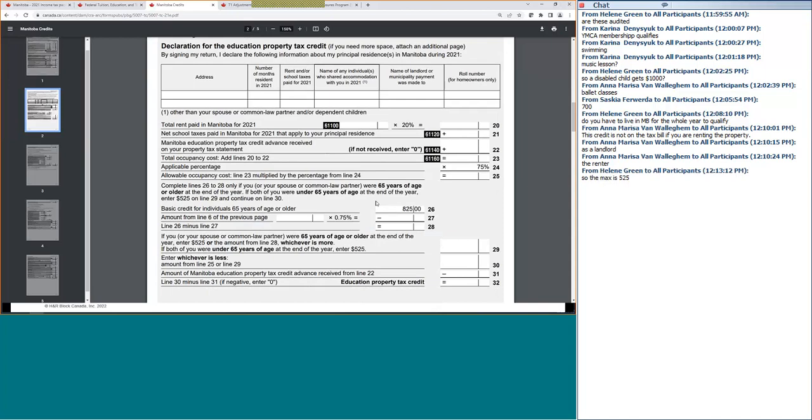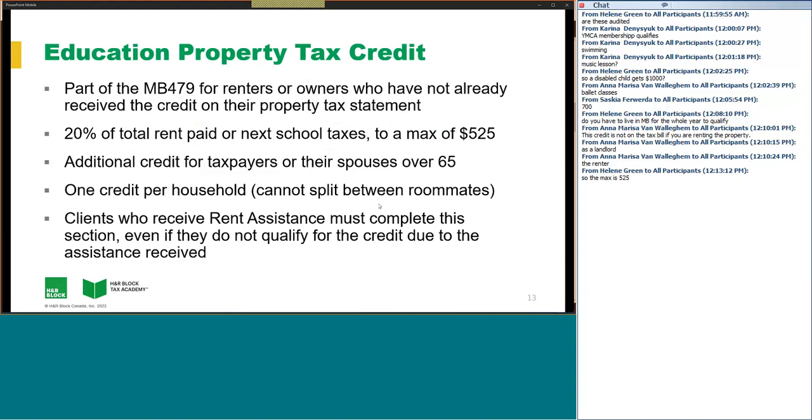There are some weird situations. And Helene, the max is $525, yes. Okay. There are some weird situations where you are both renting and owning. So if you're in a mobile home, you're paying property tax for the land, or you might be renting the land and paying property tax for the home itself, or vice versa. There are all kinds of rules for how that gets handled. And you might be in a nursing home and paying rent in a nursing home or paying rent in a retirement home. There are special rules for that as well. Make sure you review those.